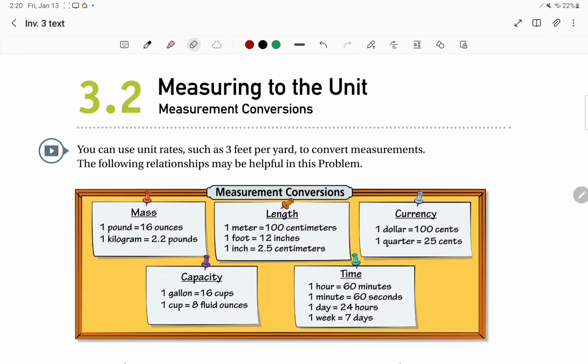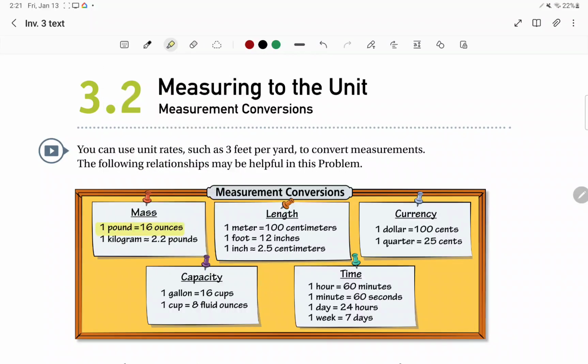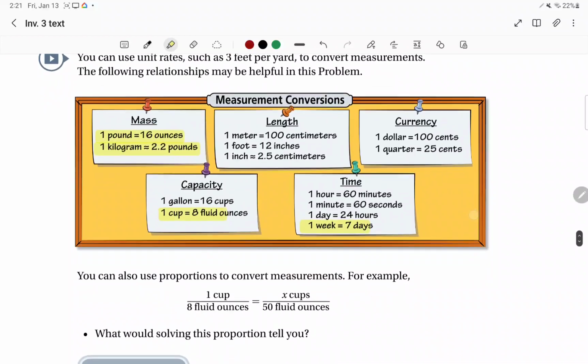Now let's go ahead and take a look at 3.2, measuring to the unit, measurement conversions. So we're using all of these unit rates, all of these down here, these are all unit rates: 16 ounces to a pound, 2.2 pounds to a kilogram, 8 ounces to a cup, 7 days to 1 week. Okay, so they're all unit rates. You're going to be using these to help you answer some of these questions down here.